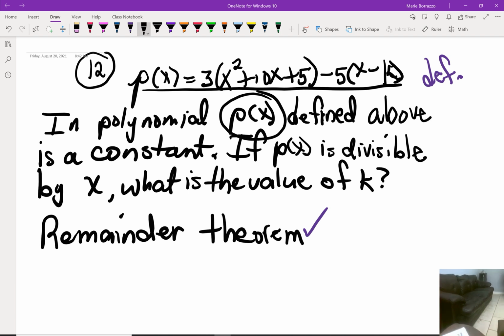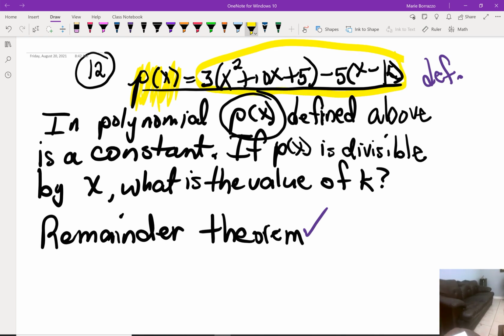So right away, as you read the question, you'll notice it starts off by stating some of the obvious things. In the polynomial p of x, guess what, ladies and gentlemen? This is p of x, and they're telling you p of x is all of this craziness, defined above. And they tell you that k, the letter k, is a constant. And here's your k. Okay, big deal.